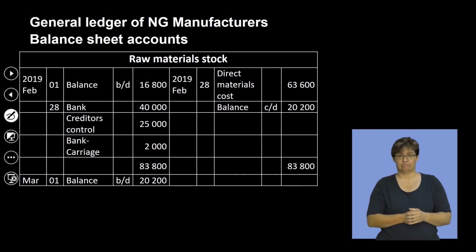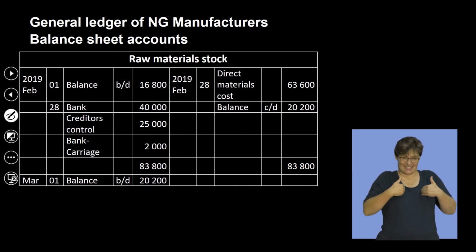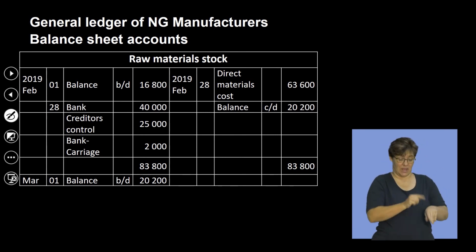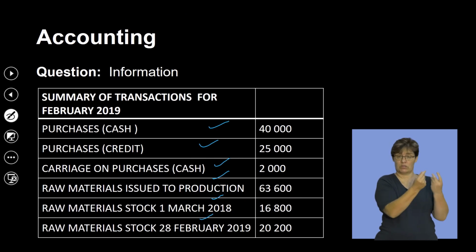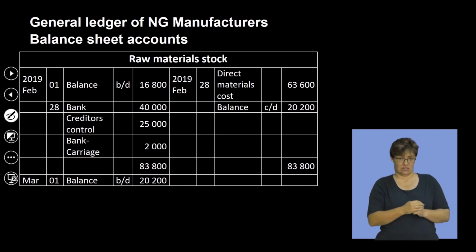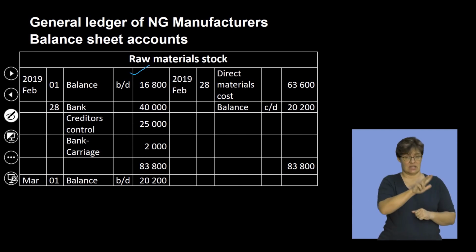We start off this account obviously with a balance at the beginning of your financial year, or your financial period, or the period under review. So we can see now that the stock of raw materials was, at the beginning of the year, 16,800. So there we go, debit side, asset account, the balance brought down, 16,800. Got it?